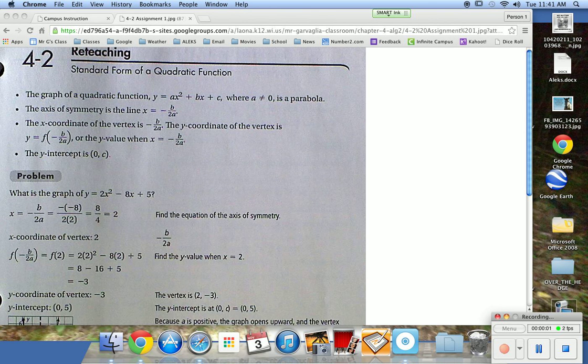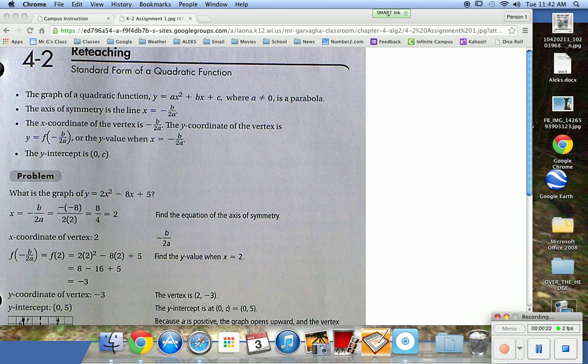This is section, or this chapter 4-2. Ooh, that is really bright. 4-2. I had a mosquito on me hunting last time. Yeah. All right.